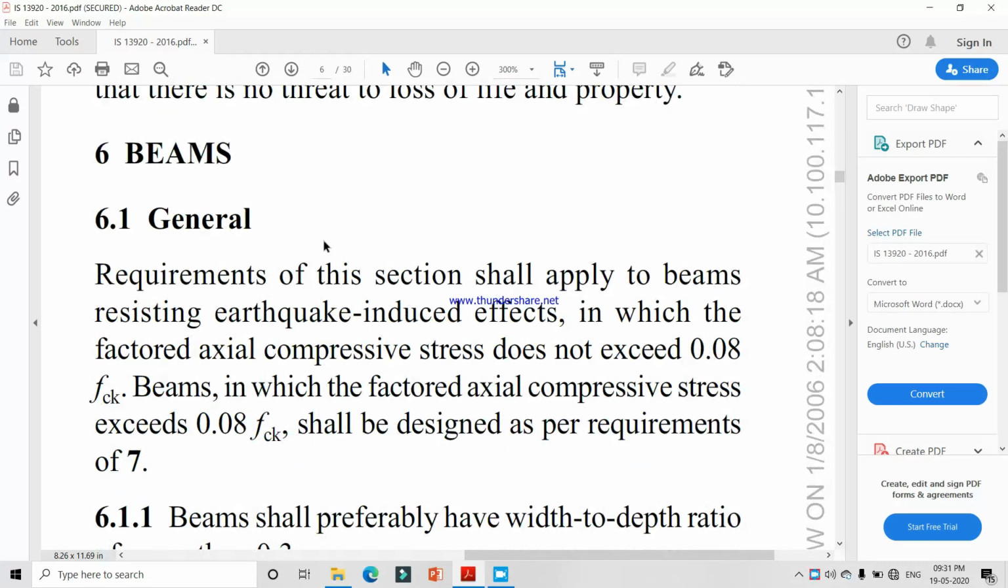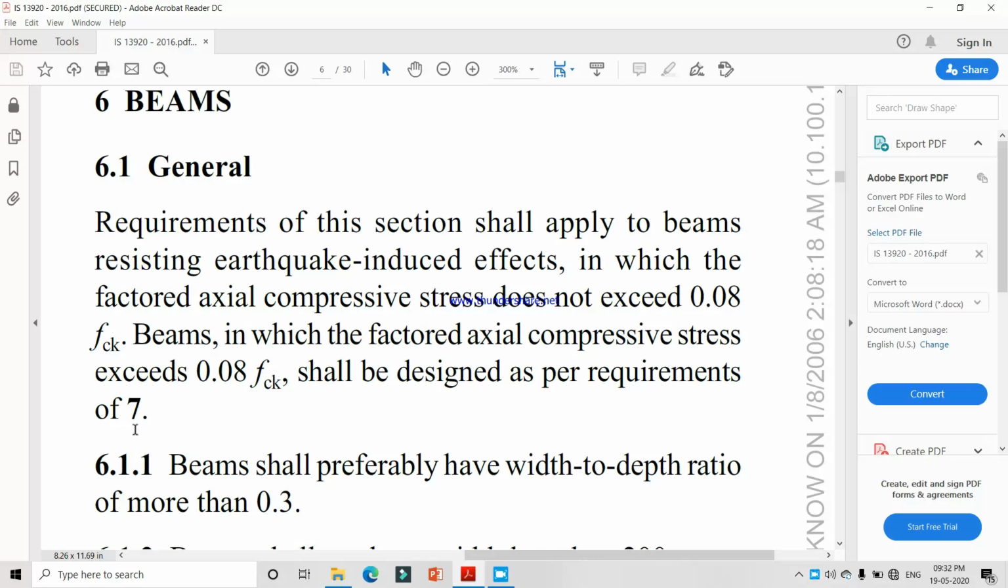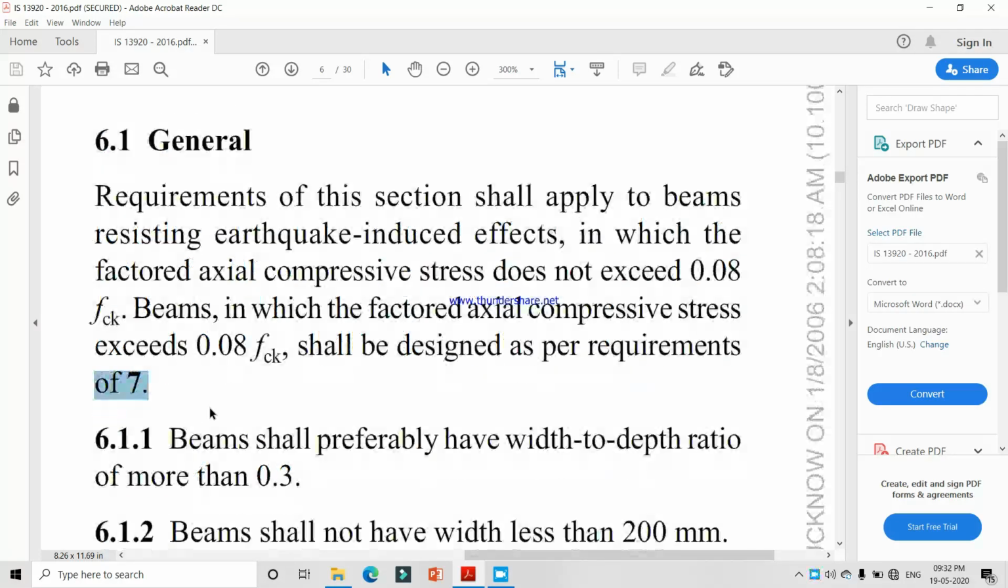Beam is provided to resist earthquake induced effect, in which there is axial compressive stress. Due to the axial compressive stress, the beam will get more bending moment and shear force. So this is a very important point: the axial compressive stress value should not exceed 0.08 fck. If it is greater than 0.08 fck, we design as per the requirement of clause 7. We will discuss clause 7 in the next slide.